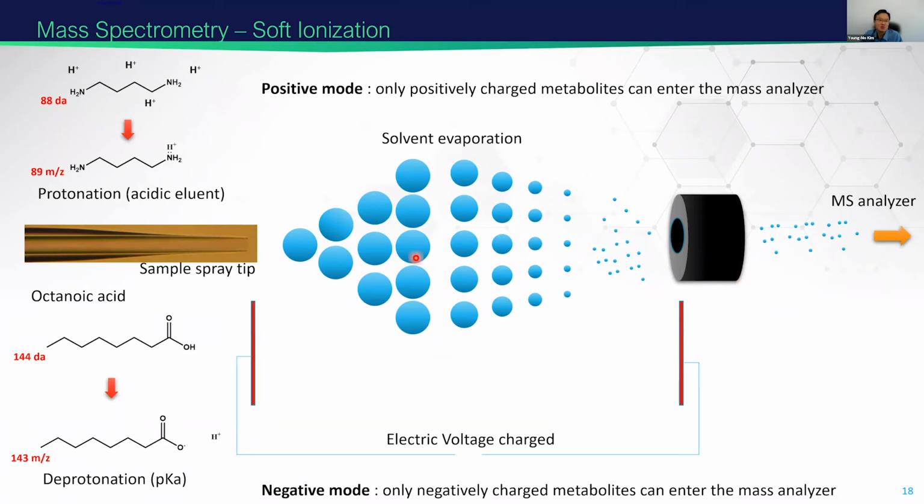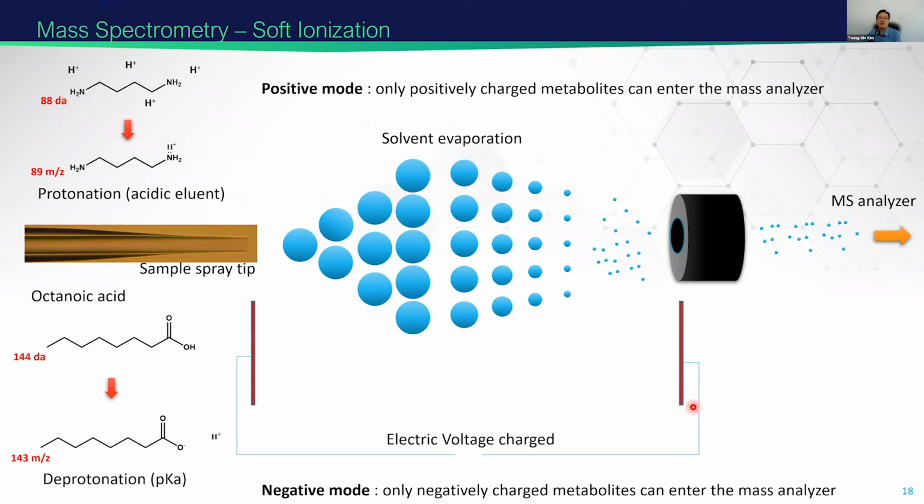In that case, there are two modes I mentioned earlier. Usually we use acidic eluent, so that means there are additional protons existing there. During this evaporation, for example, this molecule can get an additional proton, and overall it converts to a positive ion. So we will use the positive mode to detect this molecule. In that case, we will see an increase of 1 Dalton from the original molecular weight. And the negative mode is for octanoic acid, with molecular weight 144. If this is ionized, it loses a proton, and we will measure this molecule at 143 m/z. So based on the voltage we apply here, we can measure positively charged or negatively charged molecules.